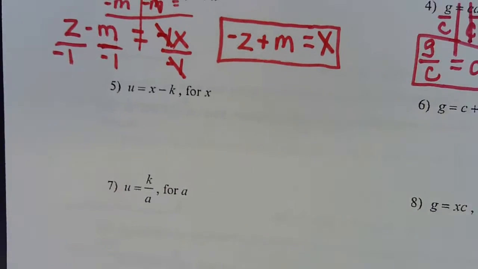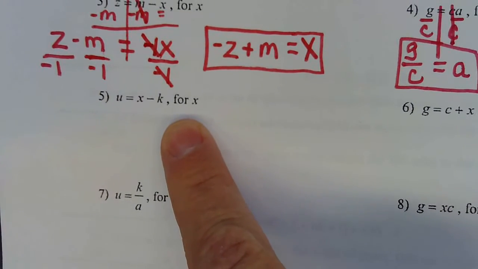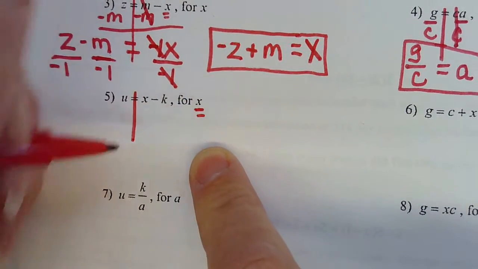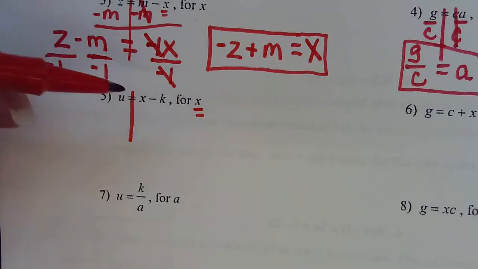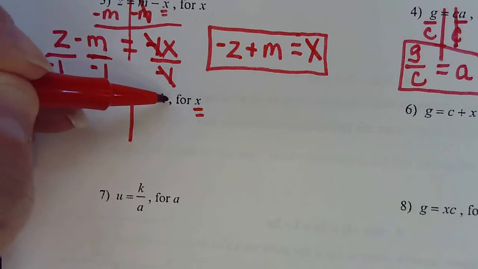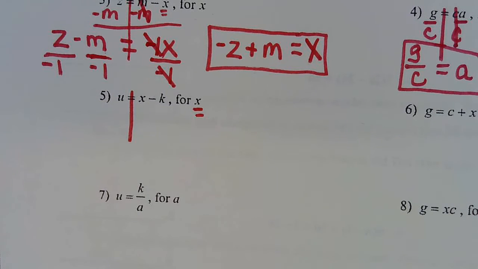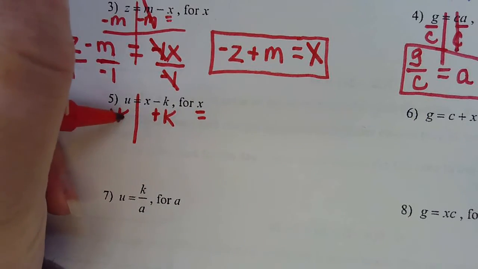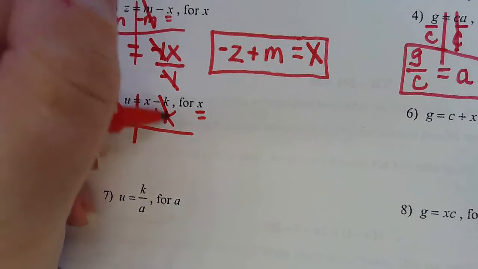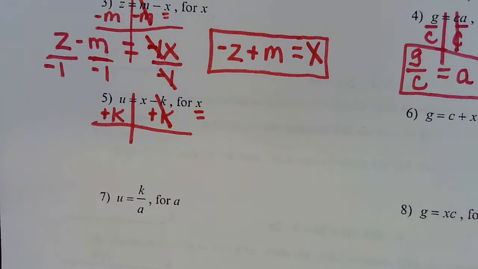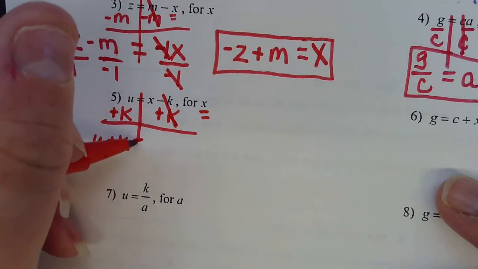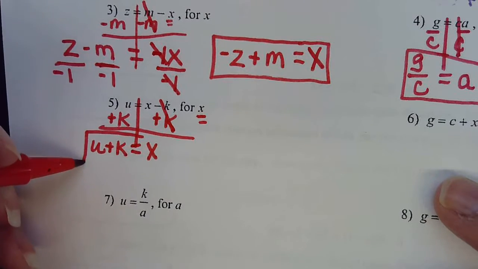Number 5, it says u equals x minus k, and they want you to solve for x. So on the same side of the x is this minus k. So how do you get x by itself? You add k. So you do the opposite operation. You add k there, add k there. Negative k plus k, they cancel each other out because you did the opposite operation. And then you have u plus k equals, and then you bring down the x.